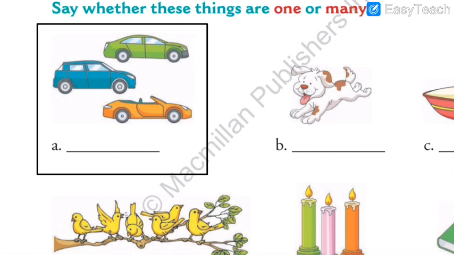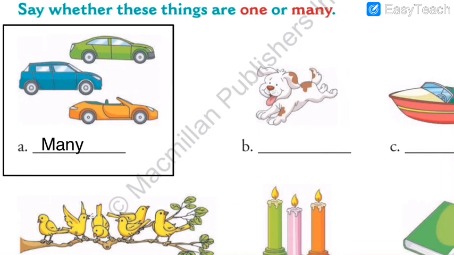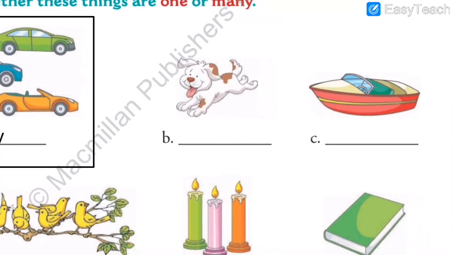So is this one? The question is to you all students. Is this one? No. Though the cars are different in shape, in size, in color, still, if we say car, there are 3 cars, correct? We cannot say car, we should say cars. So there are many cars. So the answer will be many. Correct? Okay, so congratulations to all, we solved the first blank. Now let us move on to the second picture.